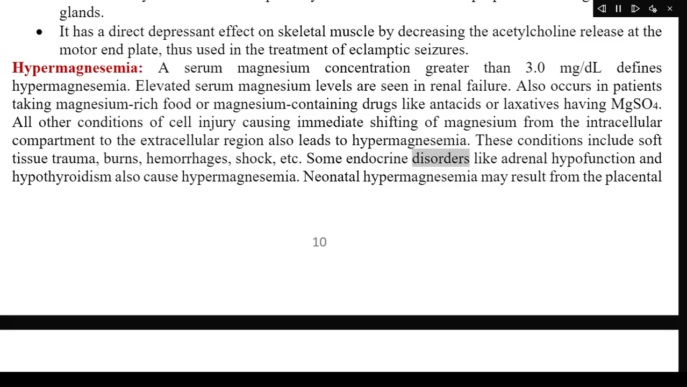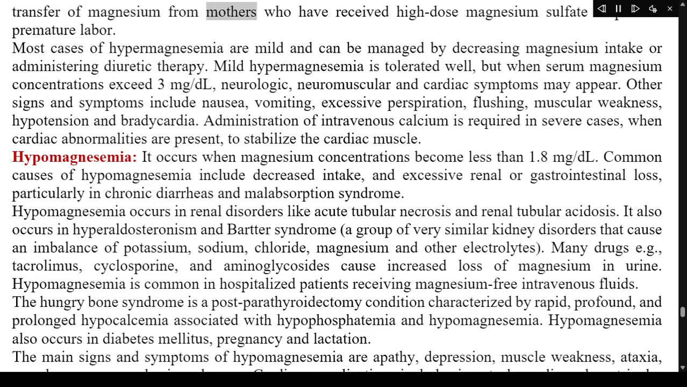Some endocrine disorders like adrenal hypofunction and hypothyroidism also cause hypermagnesemia. Neonatal hypermagnesemia may result from the placental transfer of magnesium from mothers who have received high-dose magnesium sulfate to prevent premature labor. Most cases of hypermagnesemia are mild and can be managed by decreasing magnesium intake or administering diuretic therapy.